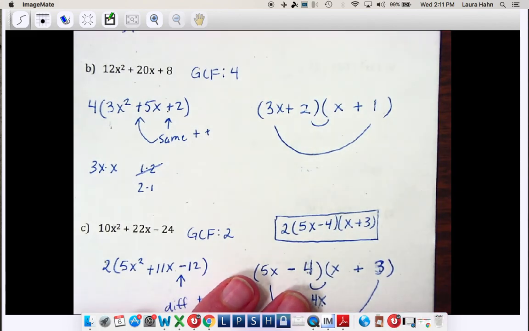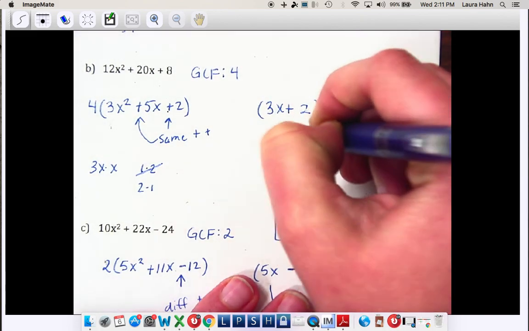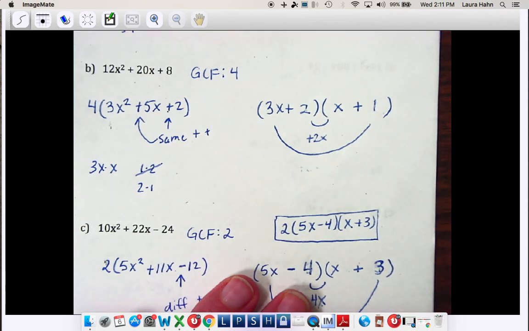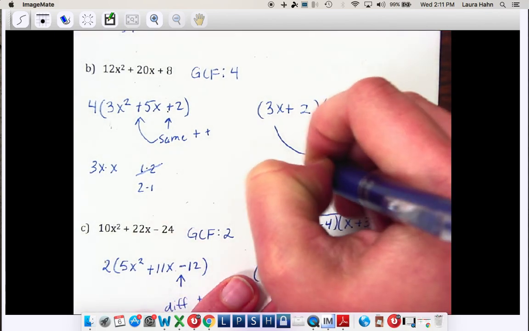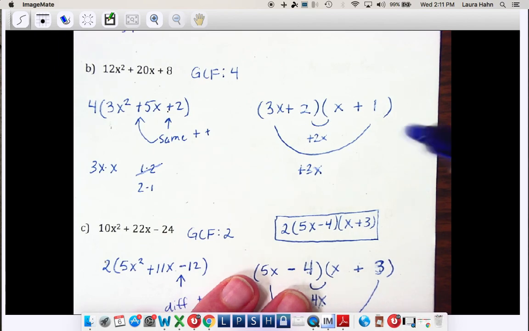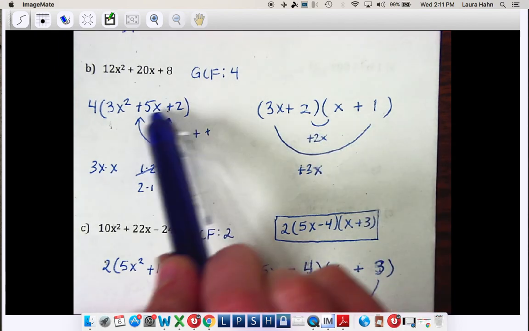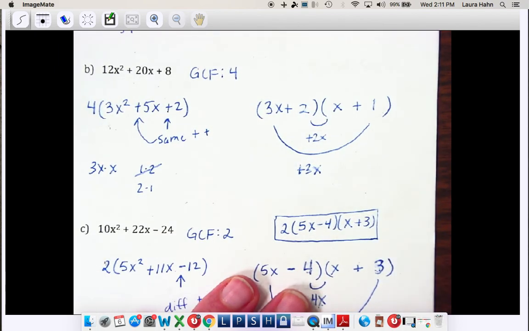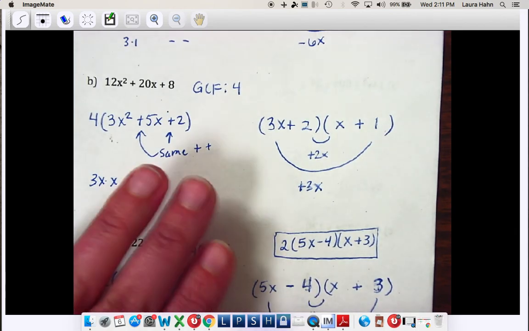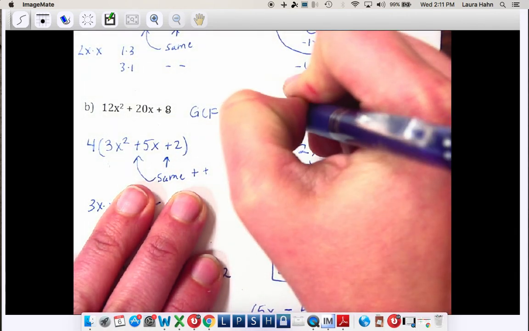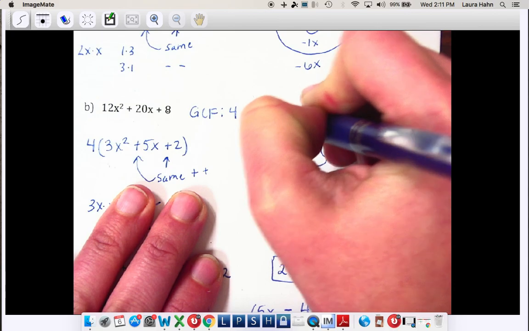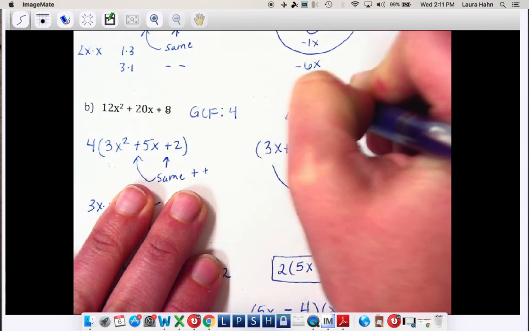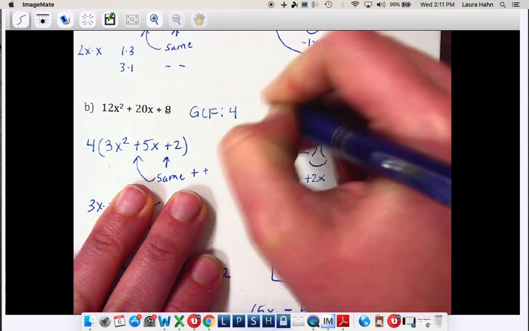So when I multiply, that gives me a positive 2x. 3x times 1 gives me a positive 3x. The only thing this is going to give me is a positive 5x, which is exactly what I wanted, so we got it. All right, so cannot forget, we took out 4, so my final answer is 4 times 3x plus 2 times x plus 1.